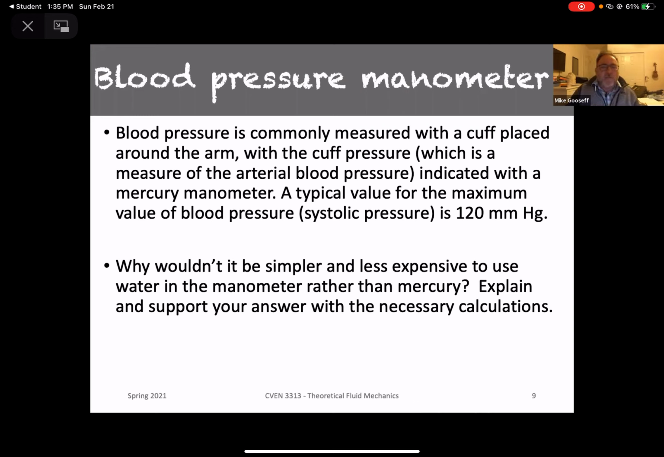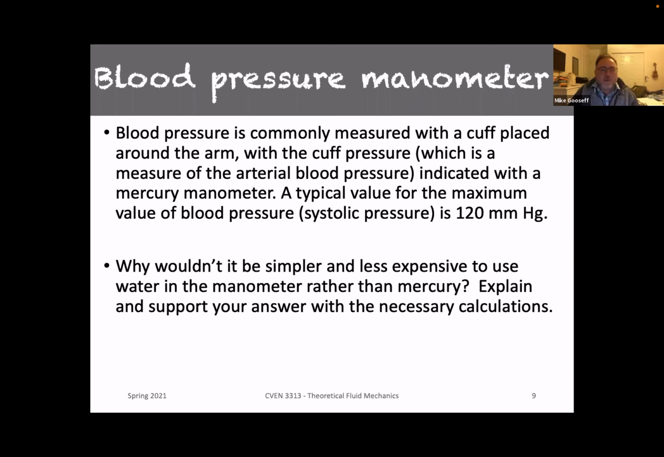All right. Real quick. Blood pressure is commonly measured with a cuff placed around the arm. The cuff pressure, which is a measure of the arterial blood pressure, will be indicated with a manometer. The typical value for the maximum value of blood pressure, what we call the systolic pressure, is 120 millimeters of mercury. Why wouldn't it be simpler and less expensive to use water in the manometer rather than mercury? Mercury is kind of a nasty material. If you've ever had to deal with it before, it's not something you want to touch. So there is some danger with mercury. Why not just use water?